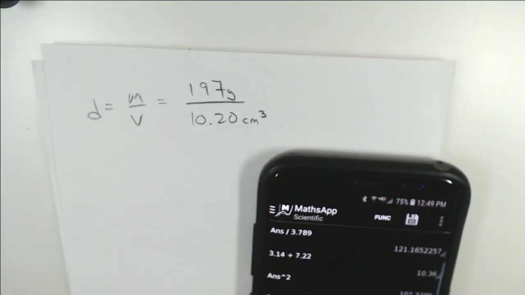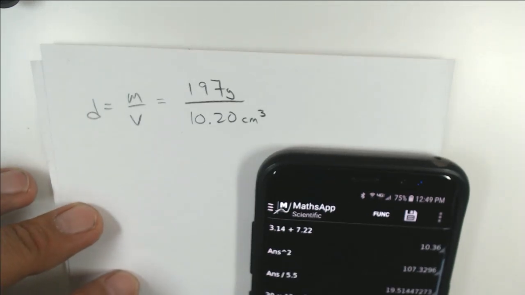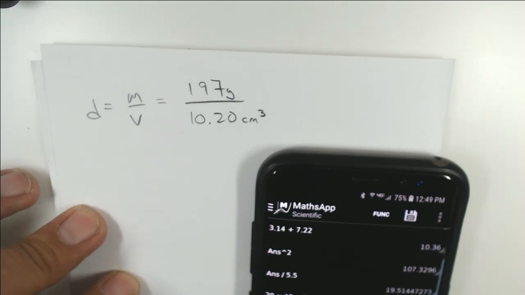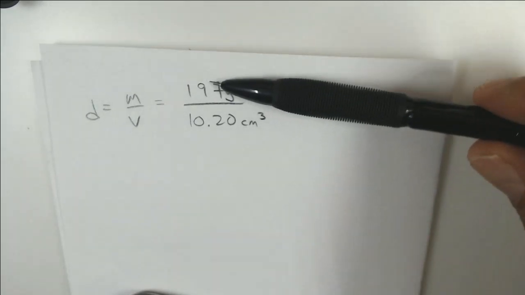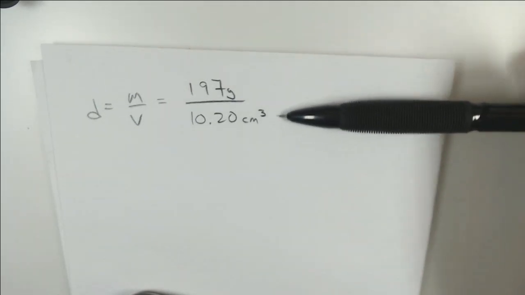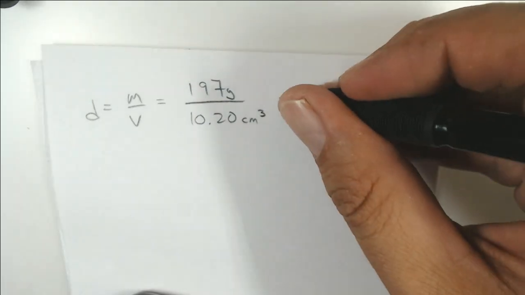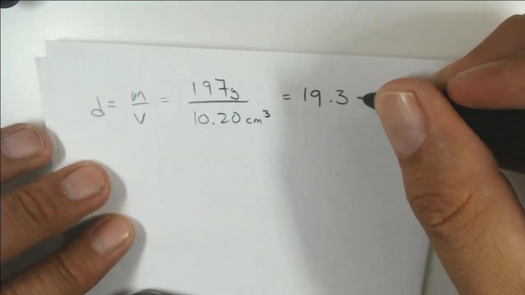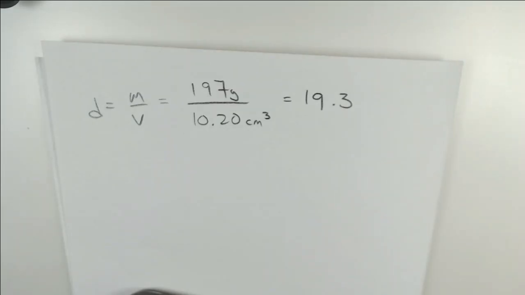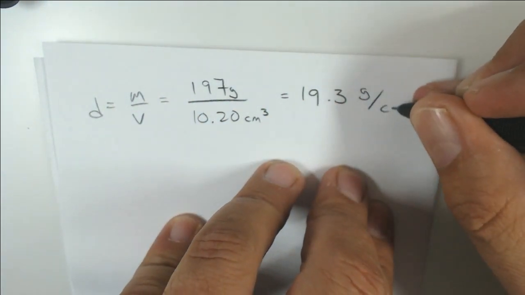So 197 divided by 10.2 is 19.3. How many sig figs should I have in my answer? 3. And the reason why is because we're following the multiplication and division rule, which states that we go by the one with the least number of significant figures. So to 3 sig figs, it's 19.3, and what are my units? Grams per centimeter cubed. Yep, grams per centimeter cubed. So it's always a mass over a volume.